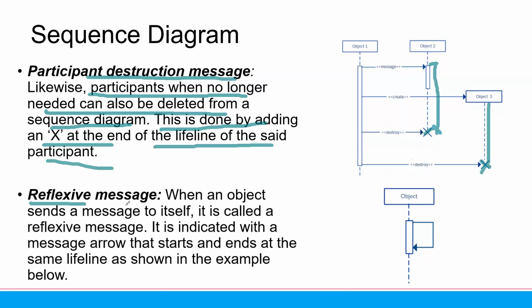And there can be a reflexive message. If it is a reflexive message, it means that when an object sends a message to itself, it is called a reflexive message. It is indicated with a message arrow that starts and ends at the same lifeline, as shown in the example below. So usually this kind of message is to show us, if we are logging into a system, that now you are logging in. And then if you log out from the system, there will be information that now you are logged out from the system. So it is a kind of reflexive message.